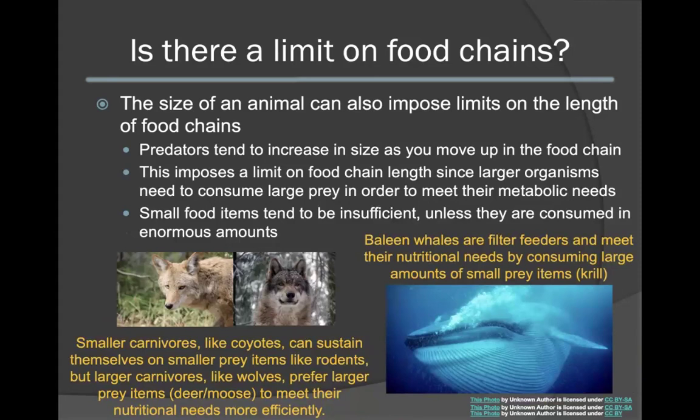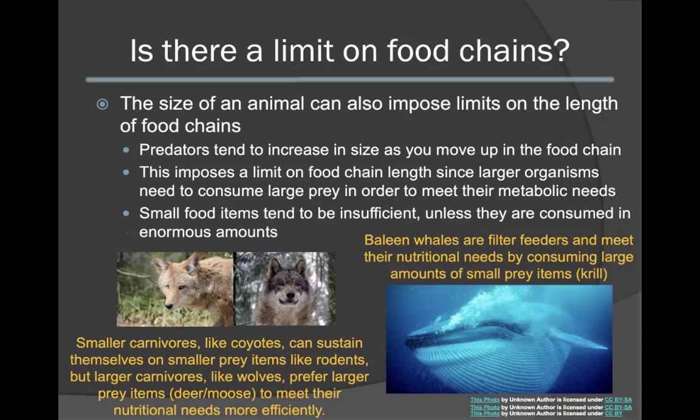In addition to the concept of having inefficient energy transfer between trophic levels, the size of an animal will also impose a limit on food chains. Predators in general tend to increase in body size as you move up the food chain. This will impose a limit on the length of the food chain, because larger organisms need to consume larger prey in order to meet their metabolic needs. Smaller food items tend to be insufficient unless they are consumed in enormous amounts.